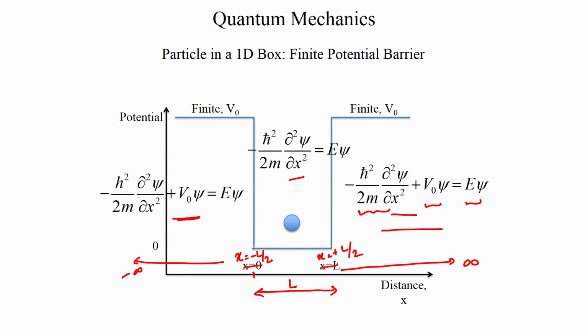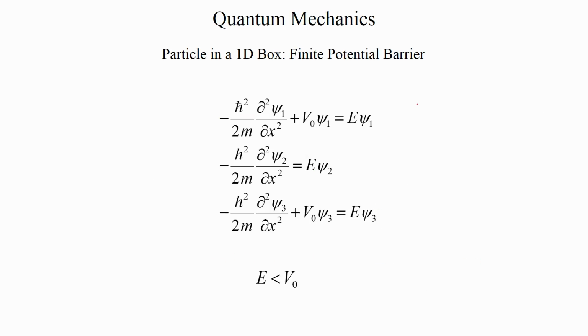And inside the box, that is for the region minus L by 2 less than or equal to x less than or equal to plus L by 2, you have this Schrodinger's equation. I will call this region 1, this region 2, and this region 3. So, you have 3 different regions, and you have written Schrodinger's equation for each of these regions. Just to summarize, these are the 3 wave functions. We have psi 1 for region 1, and if I just draw the box here again, this is psi 1, then we have psi 2 for region 2, and psi 3 for region 3.